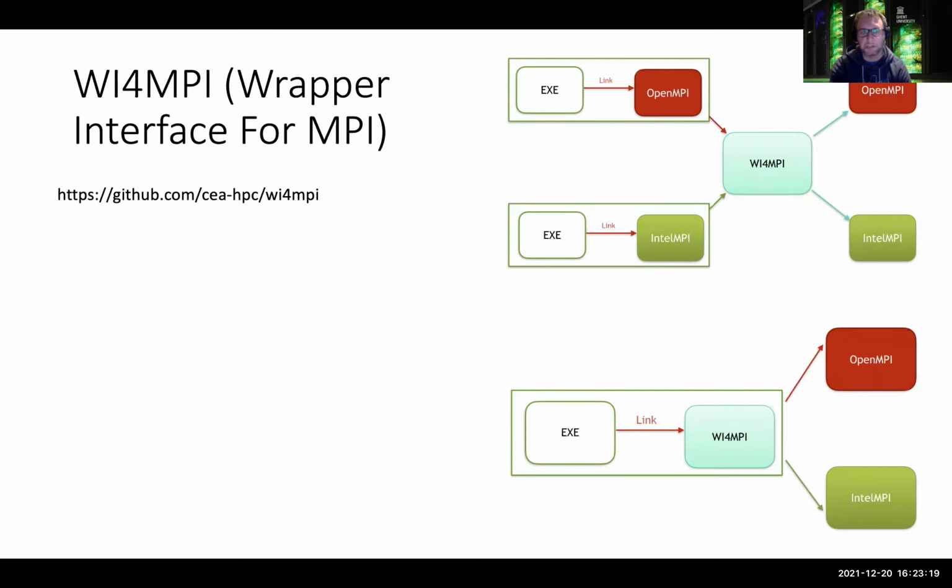You can then also choose which MPI implementation to use at runtime. I'm not an expert at the Wrapper Interface, but it seems to me that they do more translating at runtime.